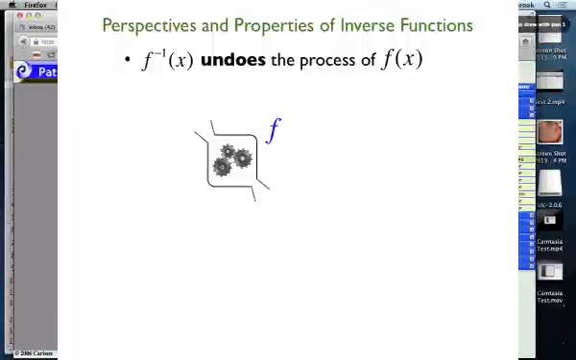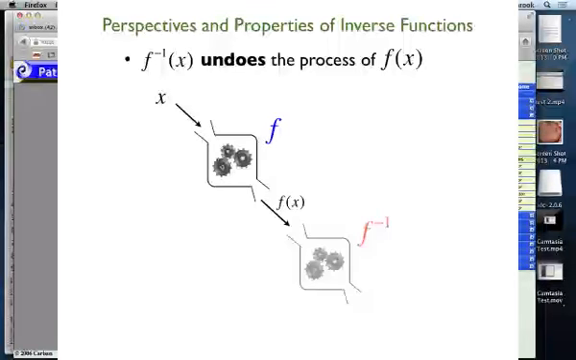So we got F, and we're going to put X in, and what's going to come out? You'll get radius. So you're going to plug time into the first function, and then you'll get radius. And then F of X is the output, right? Plug into the second. So now if we put this output radius into the inverse, it becomes the input of this one. If it undoes what this one did, what's going to come out of that?